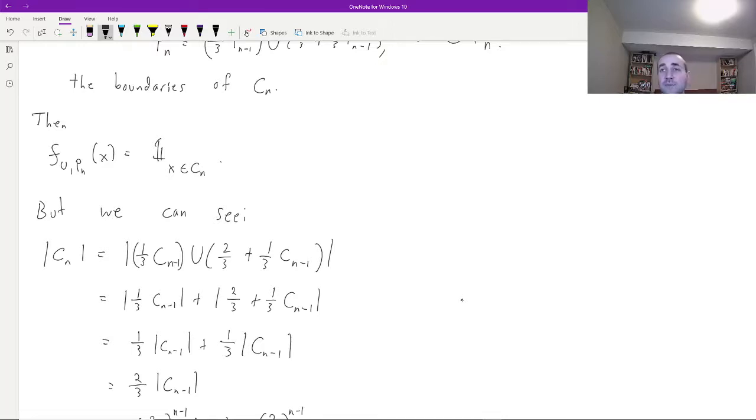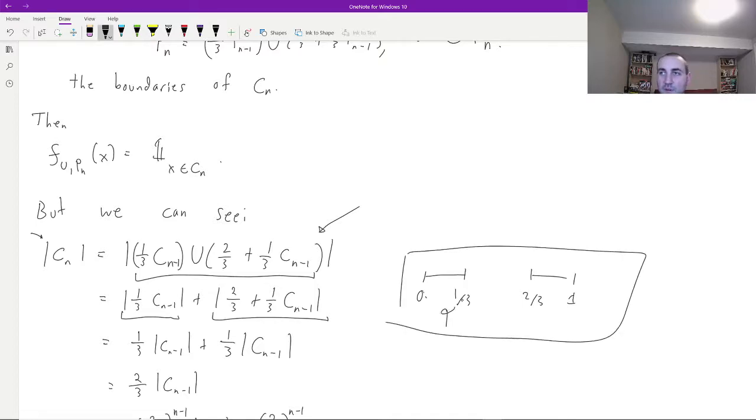So what is that? Well, I'm going to use my recursion formula. The size of Cn, that is, the sum of the lengths of the intervals of Cn, is given by the size of this set here. That's just the definition of Cn. But I can see that I have this union of two parts, which are clearly disjoint. And so the total length of this whole union is equal to the length of the first part plus the length of the second part. Okay, makes sense, right? I have the first part between 0 and 1/3, and the second part between 2/3 and 1.